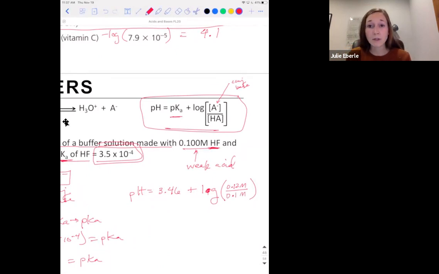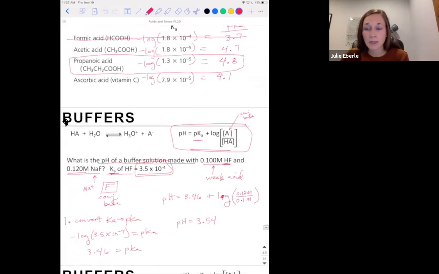And that's it. Now we just calculate pH. You do 3.46 plus the log of 0.12 divided by 0.1 and close your parentheses. When I did that, I got that the pH of this buffer system, starting out before we add anything, is 3.54. Is that what y'all got? Okay. So we're 1/3 of the way done. That's 1/3 of the buffer problem.